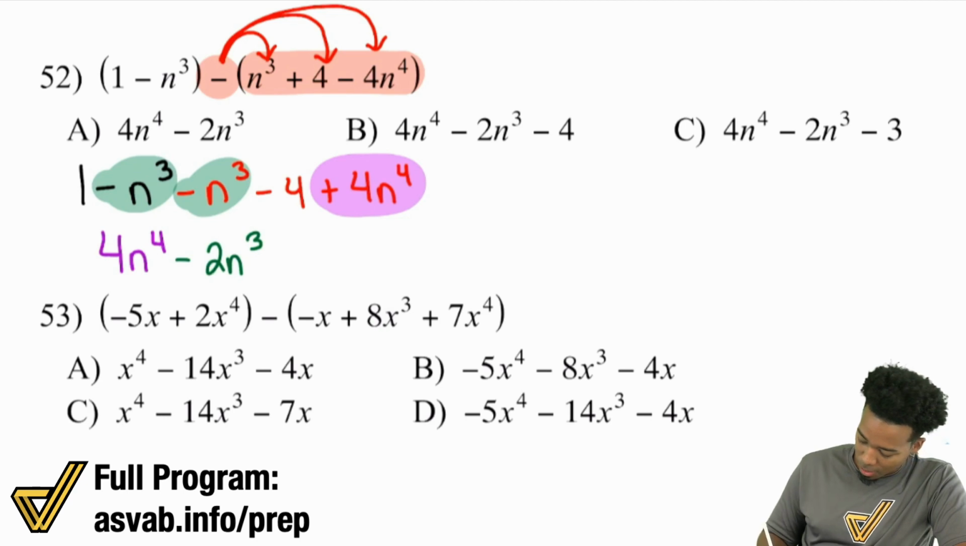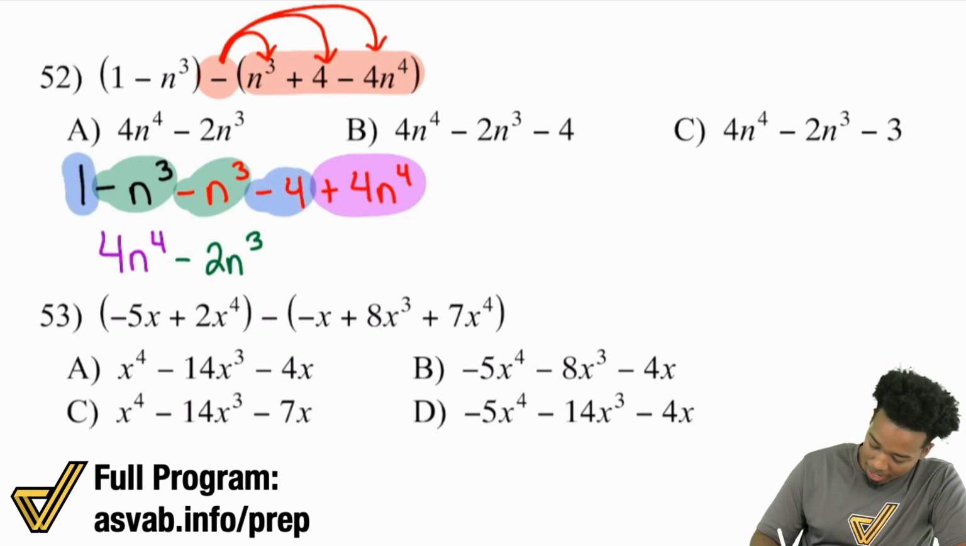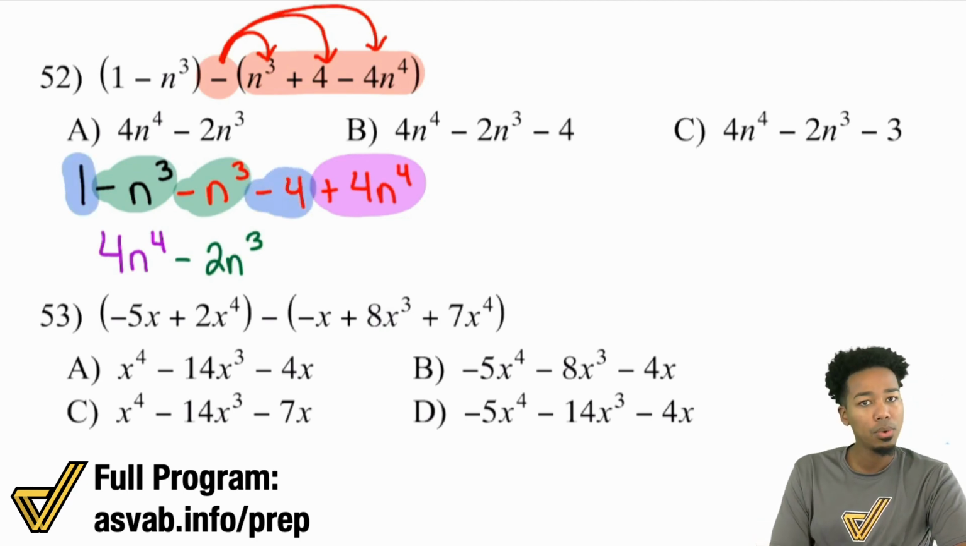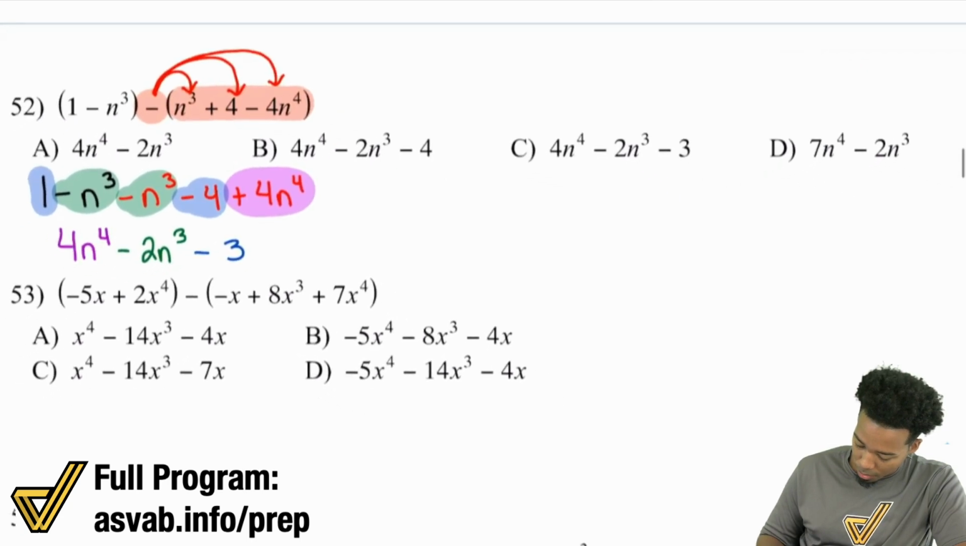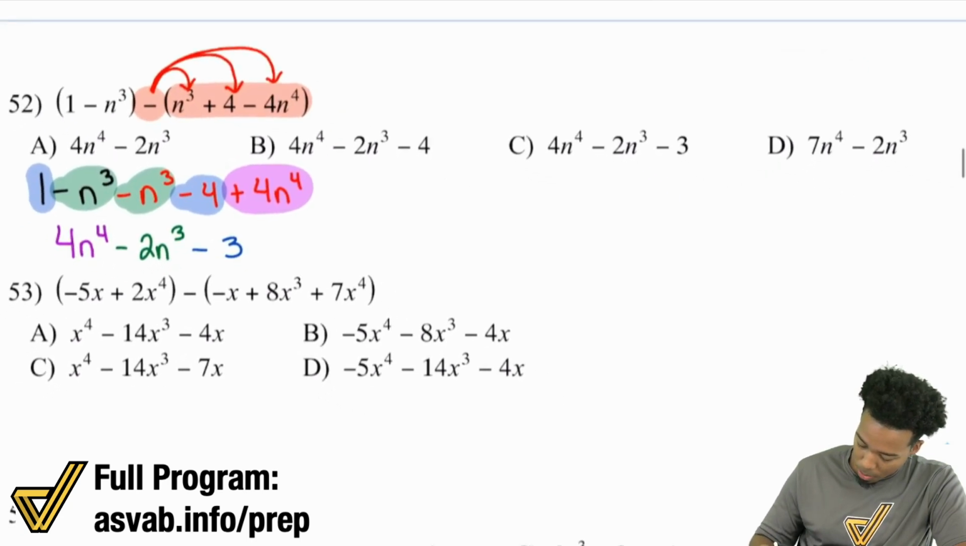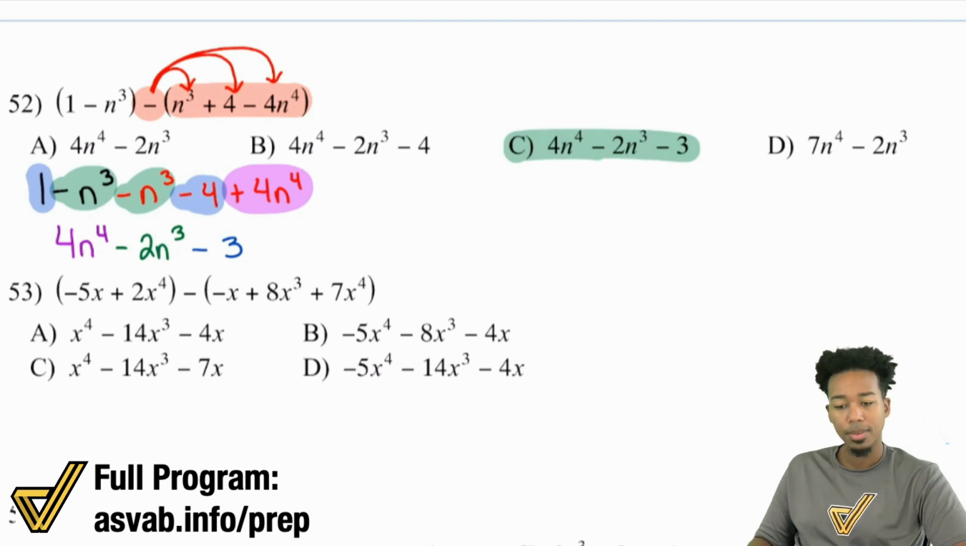And then lastly over here, we've got a 1 minus a 4. 1 minus 4 is the same as 4 minus 1, but negative. Negative 3. 1 minus 4 is negative 3. And there it is. There's our answer. And so we will go ahead and highlight the correct one, which I think is going to be right here. C. And we are good.